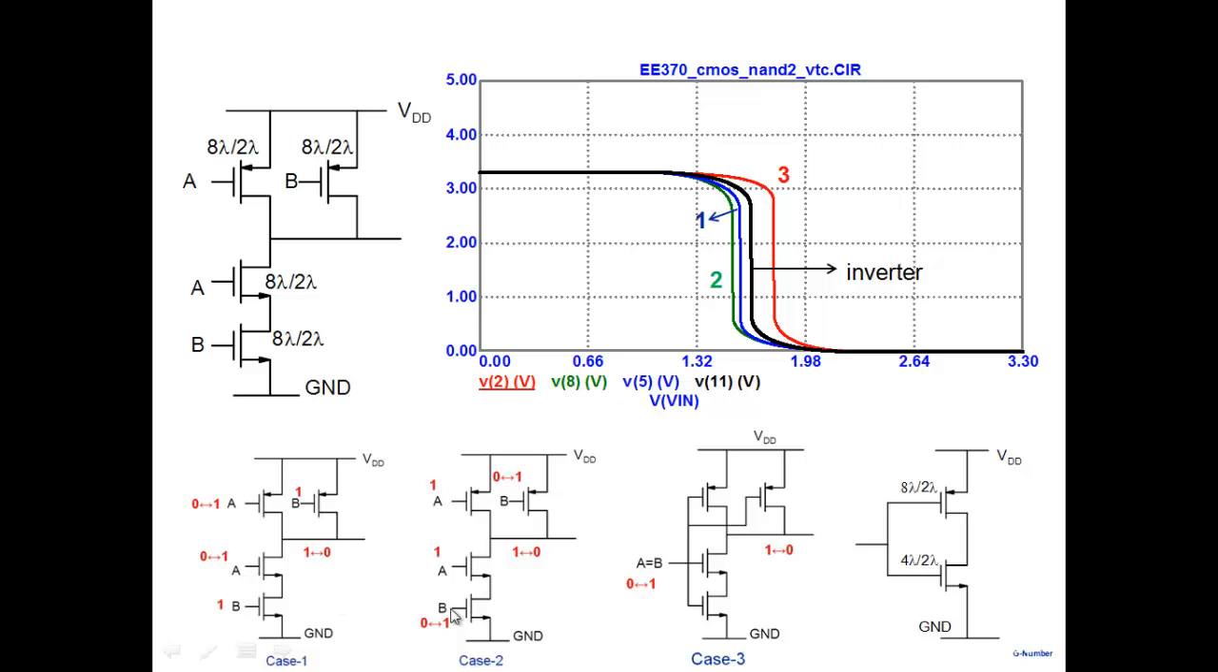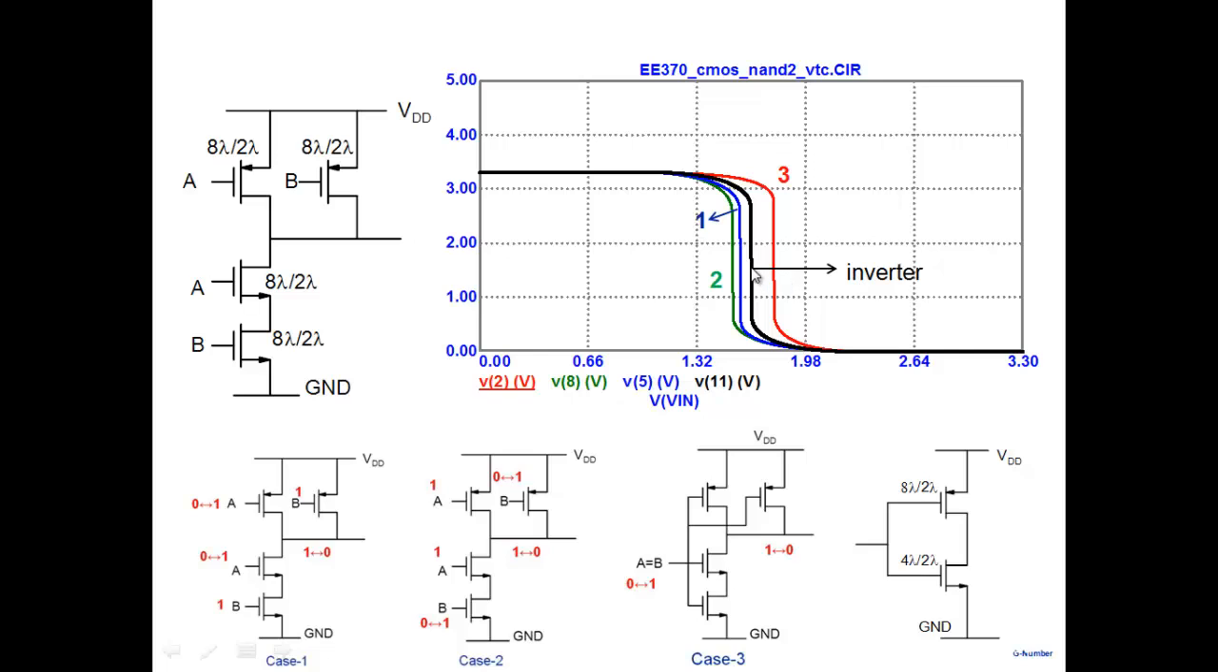Case 2 is when A is permanently connected to 1 and B is making a transition. You're going from 0 to 1, so you're doing that here. That's case 2. And case 3 is when we tie A and B together, which means simultaneous switching of both the inputs here. So that's case 3. And for reference, we are keeping this inverter here. There's a reference design here. The reference design was pretty balanced and its VTC is shown in black that you see here. The inverter threshold voltage is very close to 1.65, the ideal VTC for this case.